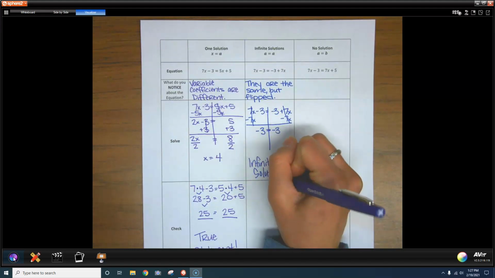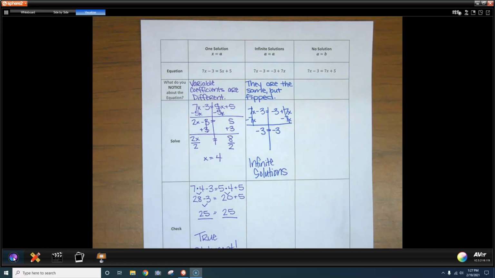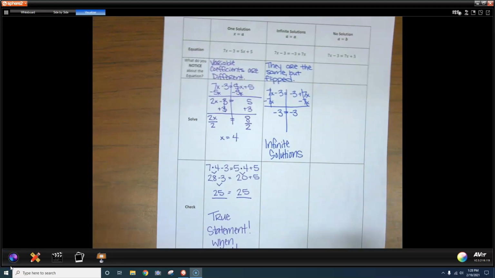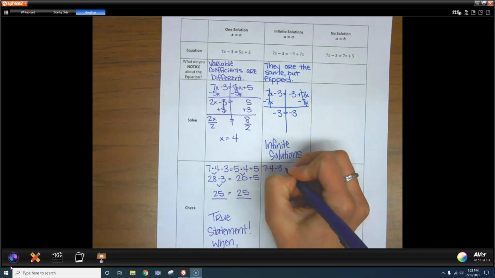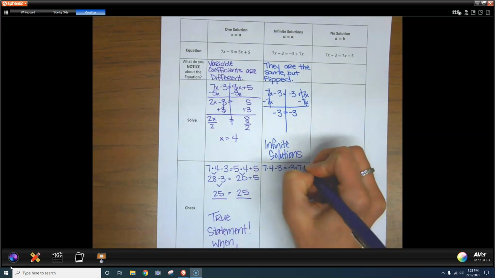So you're wondering, how am I going to check this if it has infinite solutions? Well, we're going to check it by plugging in different values to see if it would still make it true. Let's try 4, like we did on the first one. Let's try 4. 7 times 4 minus 3 has to equal negative 3 plus 7 times 4.